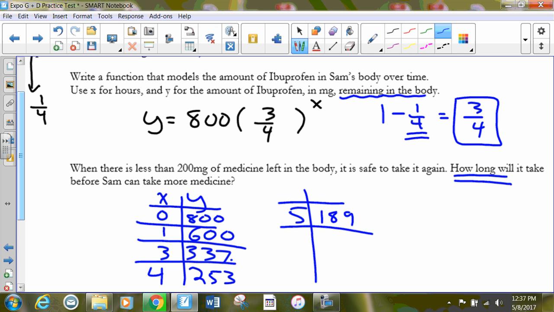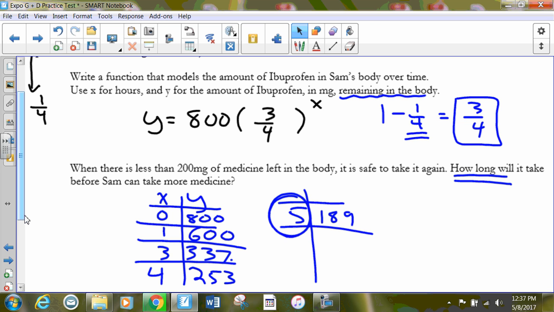All right, so when there's less than 200 milligrams of medicine left in the body, it's safe to take it again. How long will it be before Sam can take more medicine? 5 hours before she can take, or he, I don't know if this Sam is a girl or a boy, can take the medicine. Awesome.